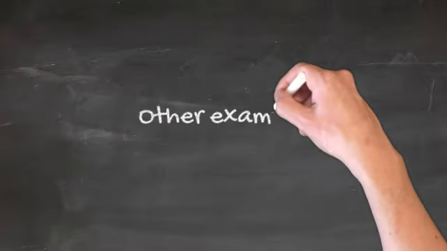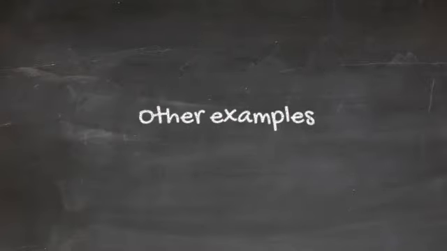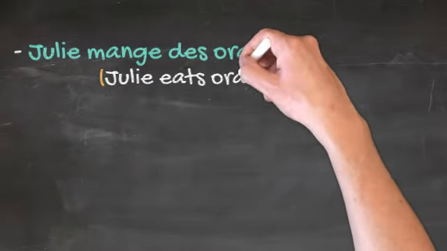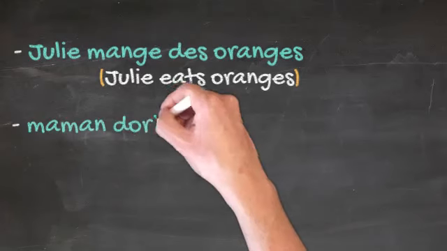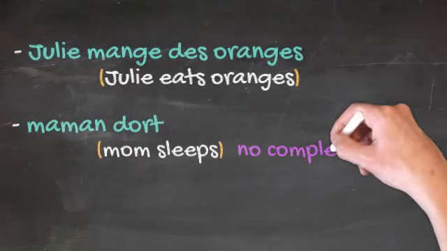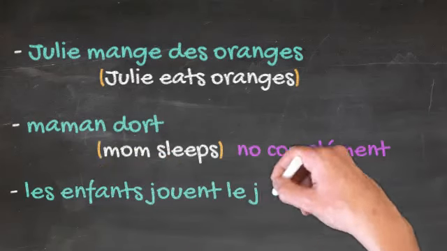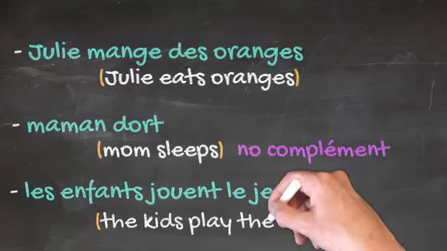Let's see some other examples. Julie mange des oranges. Julie eats oranges. Maman dort. Mom sleeps, so there is no complement here. Les enfants jouent le jeu. The kids play the game.